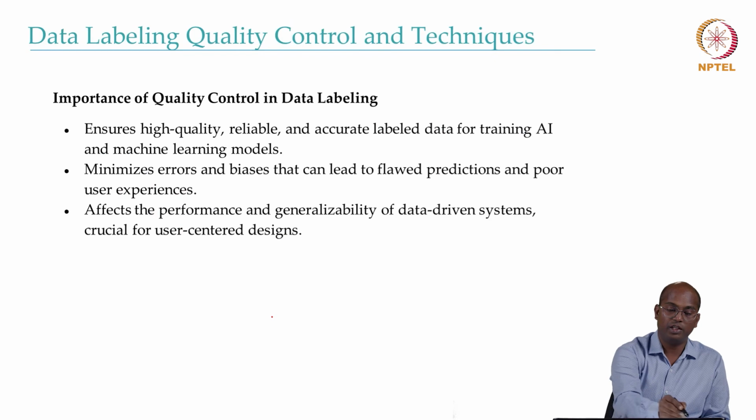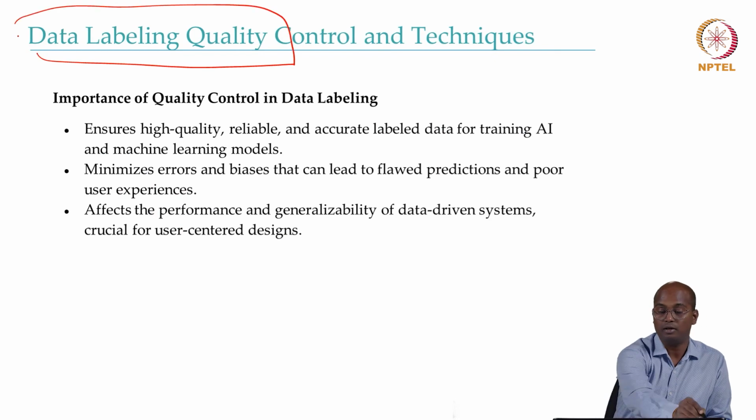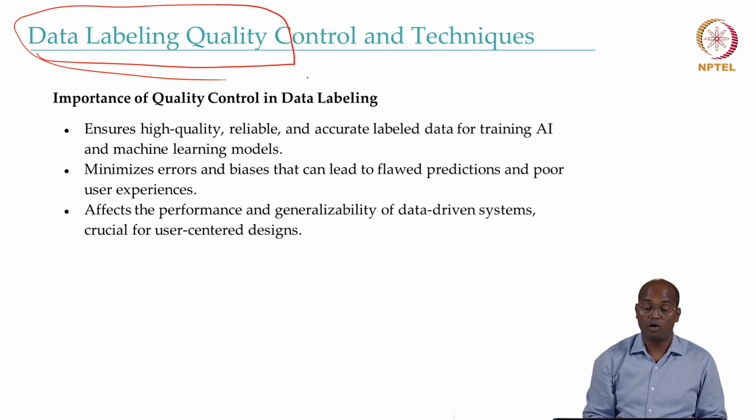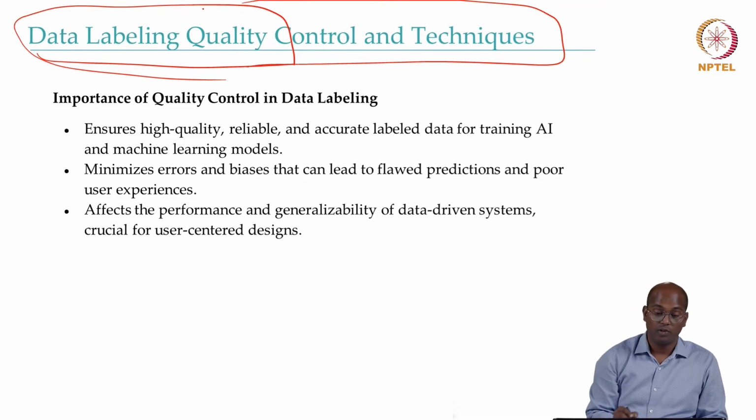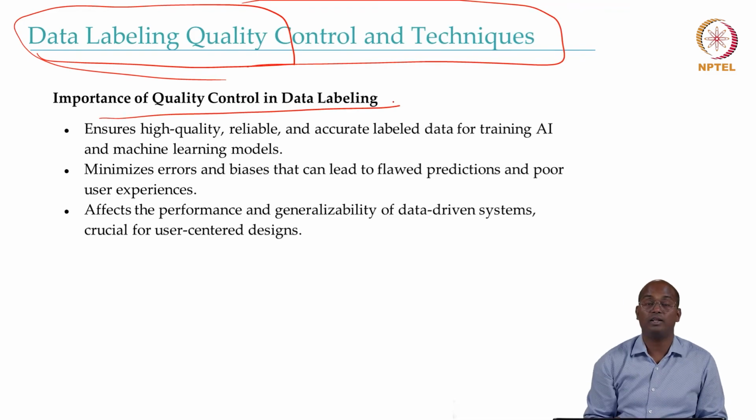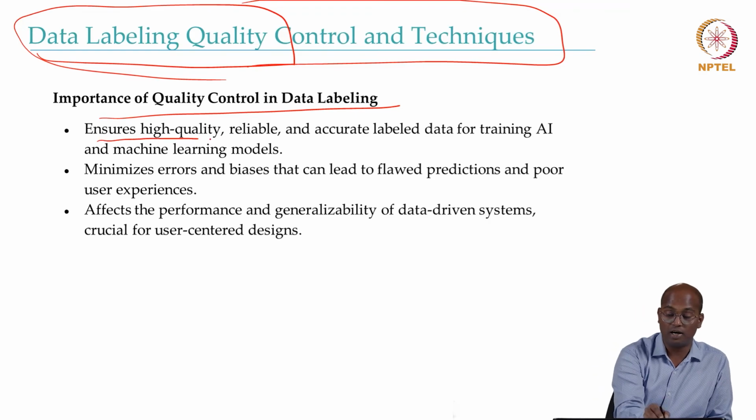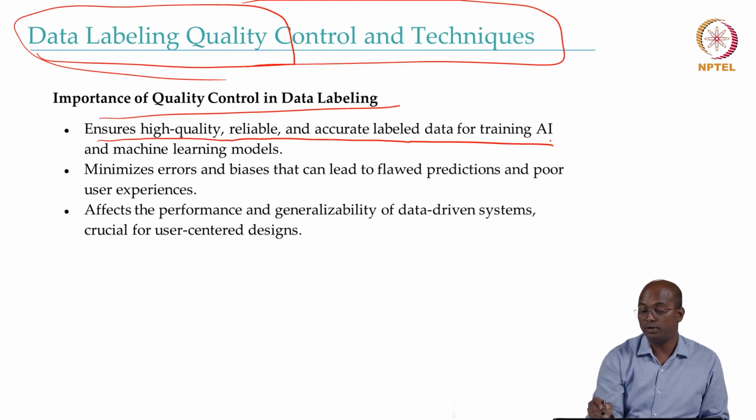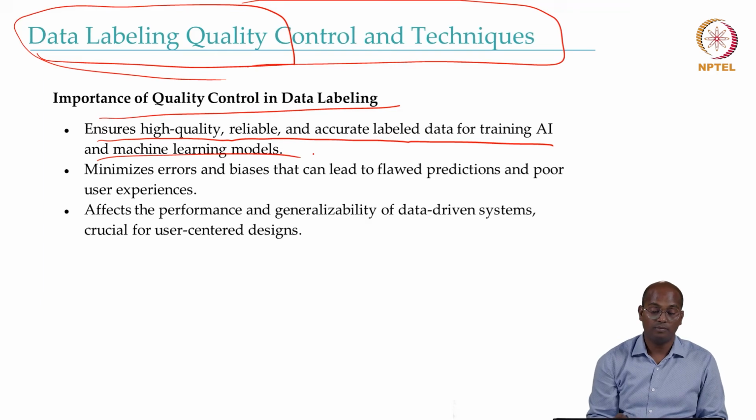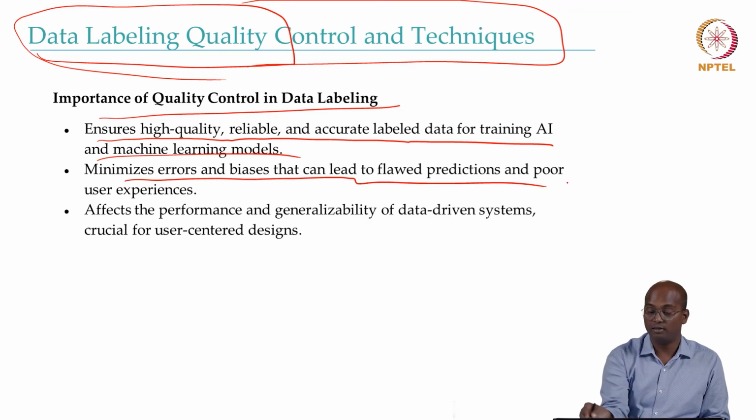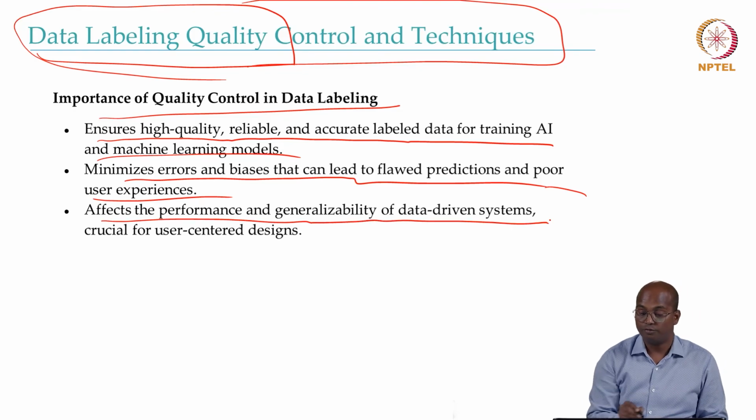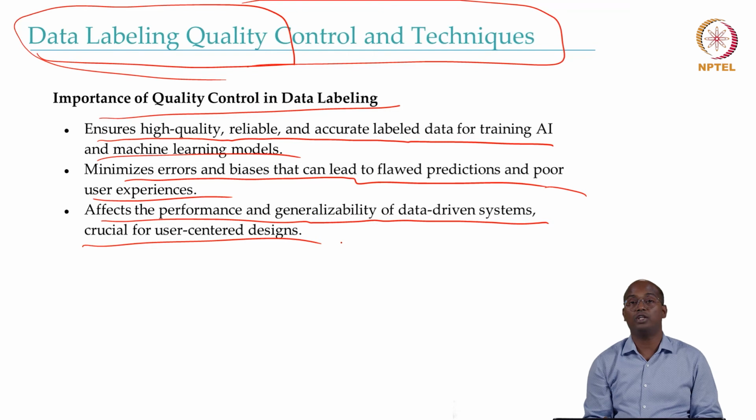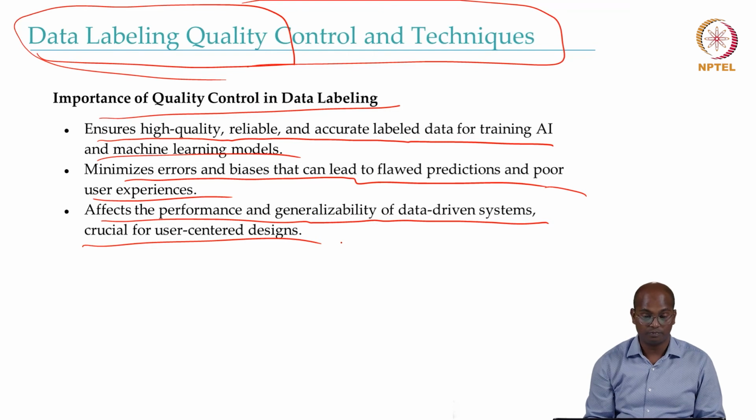As I mentioned, we need to make sure the data labeling is of high quality, and that's where you need to control the annotation quality. The importance of quality control in data labeling is that it ensures high-quality, reliable, and accurate labeled data for training AI and machine learning based models. It minimizes errors and biases that can lead to flawed predictions or poor user experience. It affects the performance and generalization of data-driven systems, which is crucial for user-centered design.